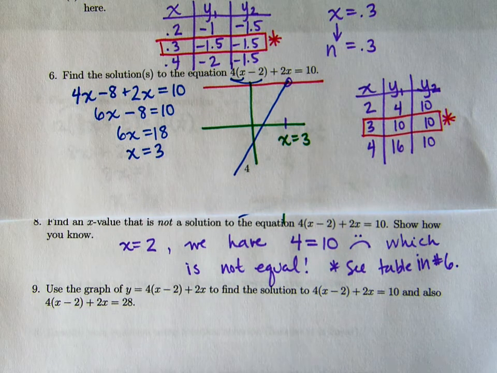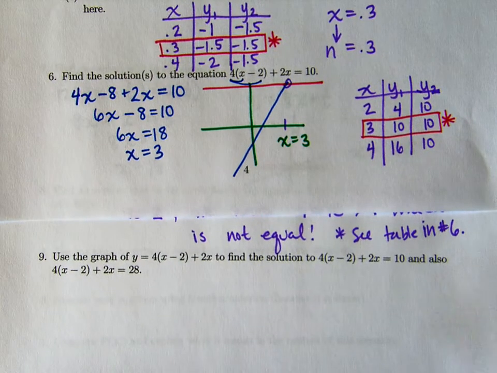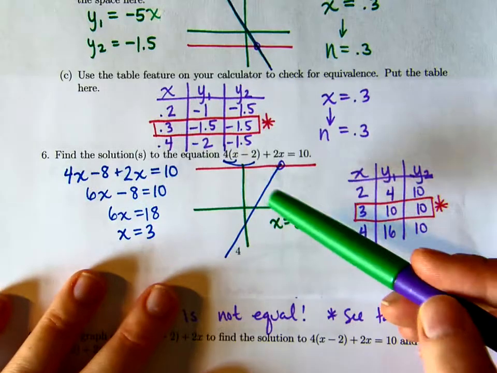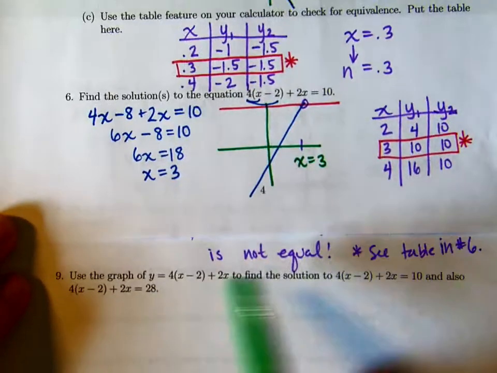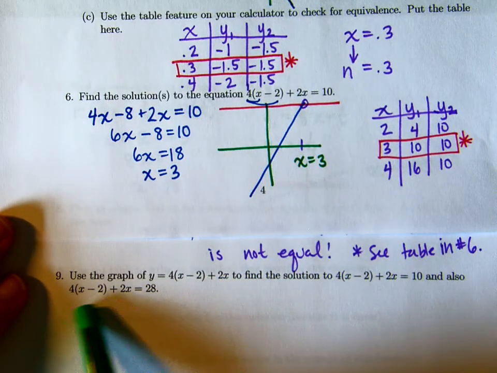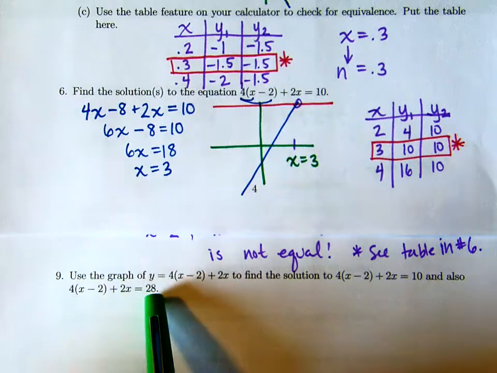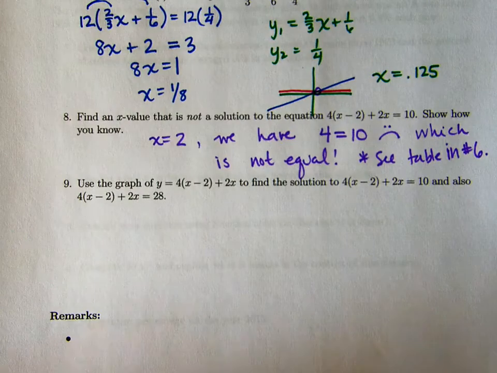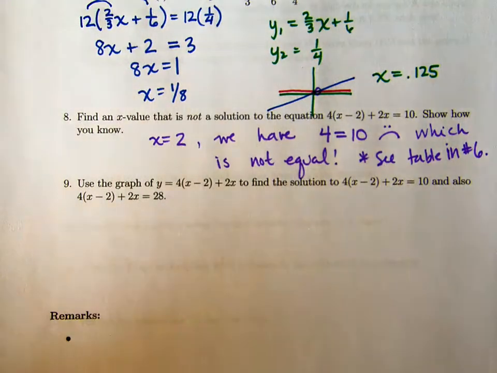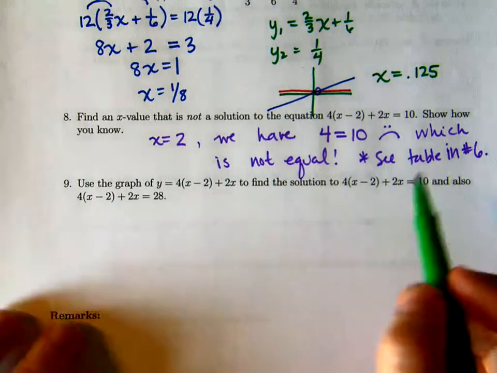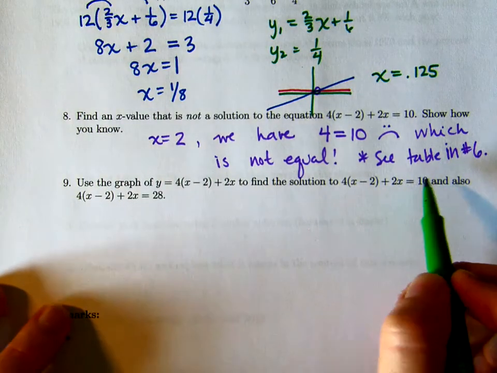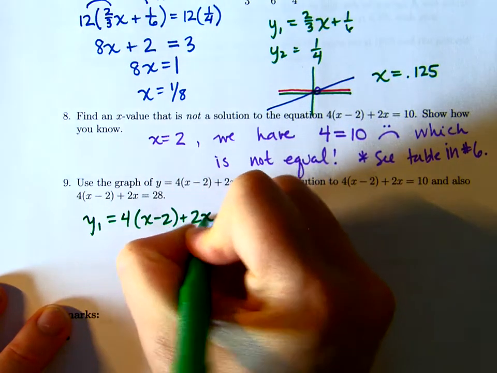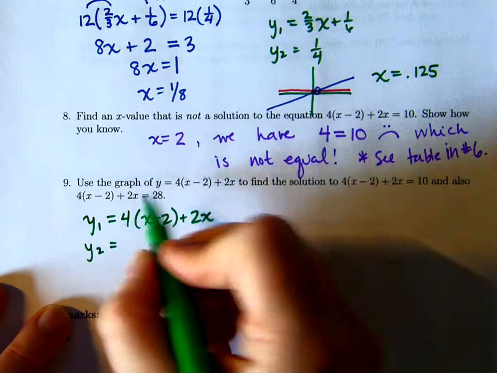No can do. And then it says use the graph to find the solution. But we already did that. We actually did that right here. But then it says also to find the solution to this equation equals 28. Okay, so back to what we had done here. Okay, so in number 9, all of a sudden, instead of using the graph to equal 10, we would keep a similar thing into y1, but now y2, instead of being 10, is 28.